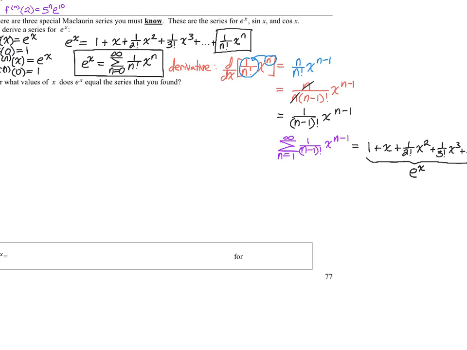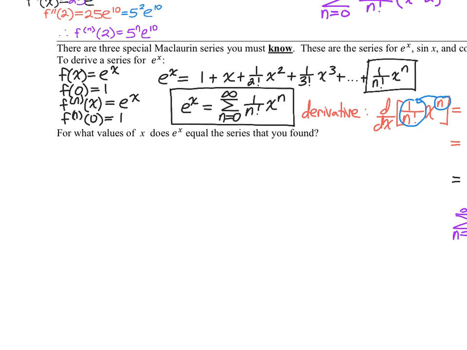All right. Now, we have the little box here to generalize some things, but the question asks, for what values of x does e to the x equal the series that you found? All right, so that's kind of a weird question. But really it's talking about domain. So it's a question of where does your function exist and where does the original function exist? Well, the domain for e to the x has a domain where x belongs to the set of all real numbers.